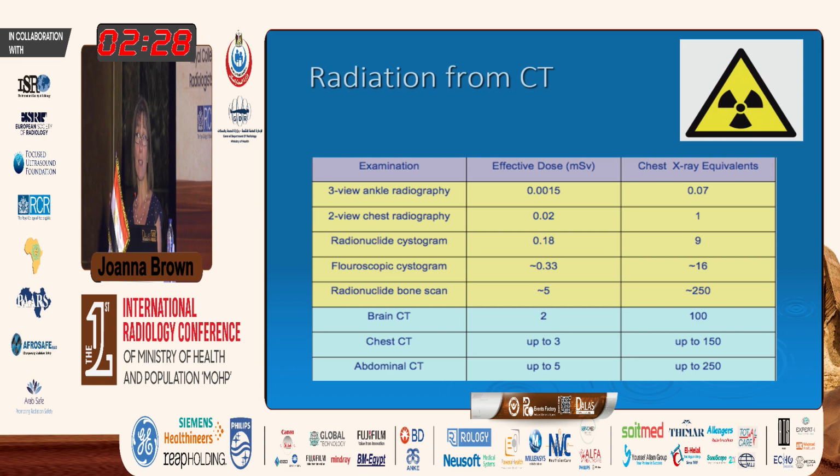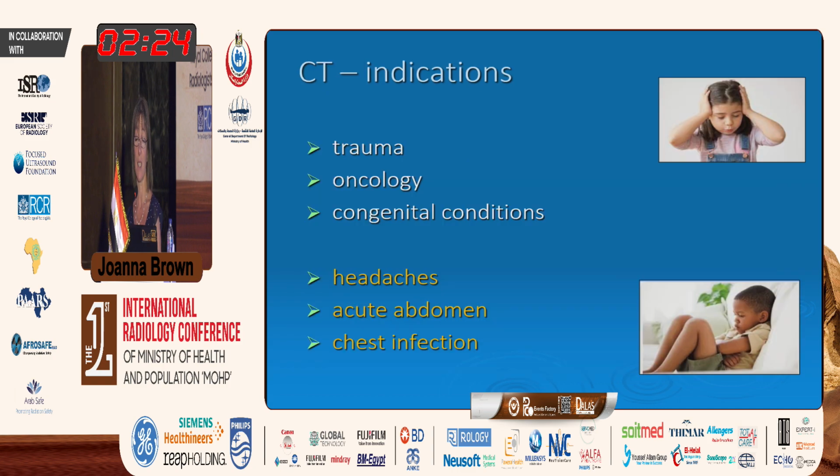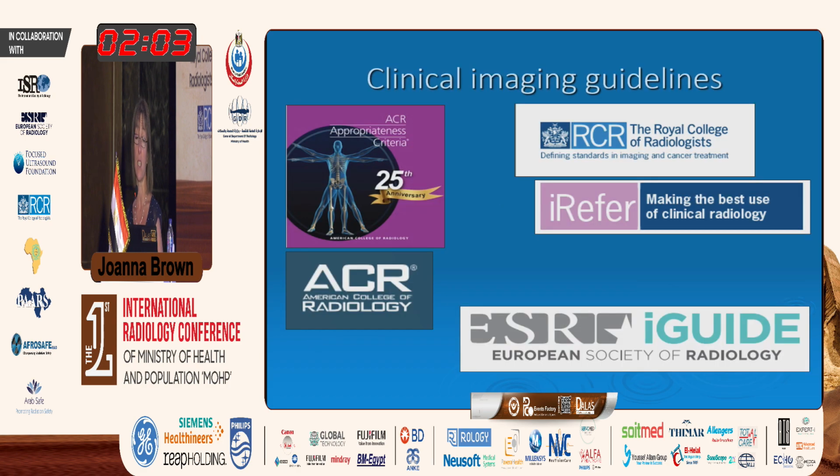So if we remember all of these challenges, we also need to remember the doses that we are giving to our patients. CT indications in pediatric imaging are really changing. In trauma, oncology, and congenital conditions, we are decreasing it. In headaches, acute abdomen, and chest infection, we stop doing CTs. We replace them with MRI and ultrasound to reduce the radiation.